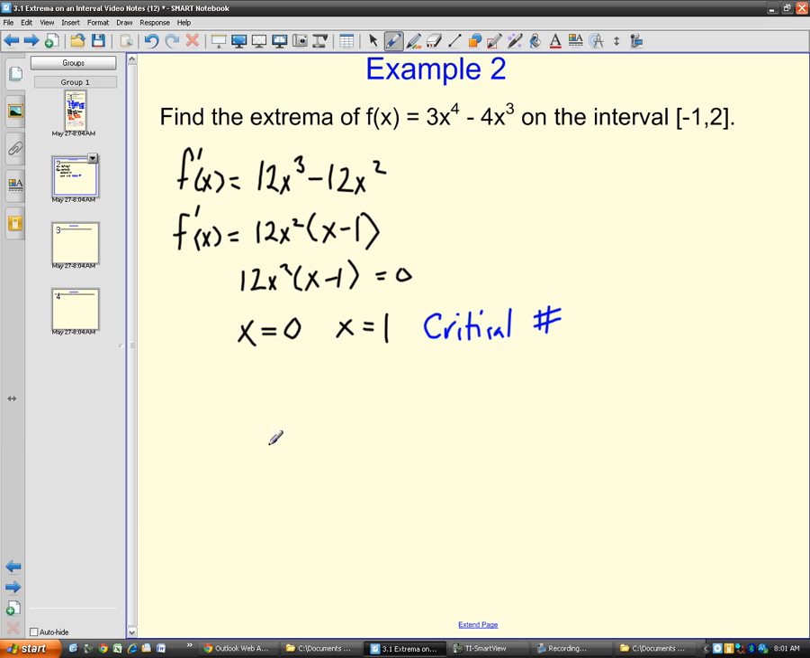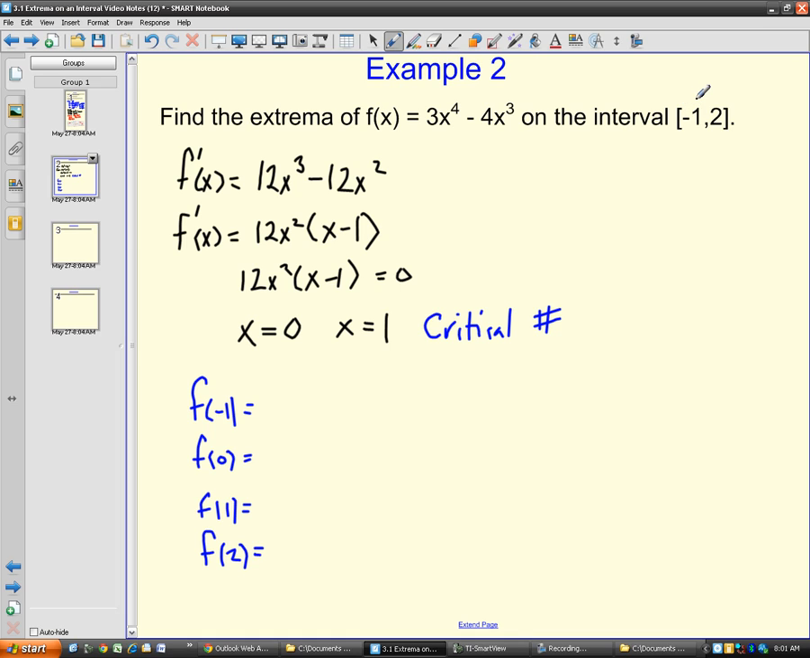So I need to find out what f of -1 is, and this is in the original function, f of 0, f of 1 and f of 2. When we plug these into the original function, the largest value will be the maximum, and the smallest value will be the minimum. It may be endpoints, it may not; it depends on the picture we're looking at. If you want to see what the picture looks like, go ahead and graph this and set your x window to this, and you'll see exactly where it starts and where it ends, and you can pick out these.